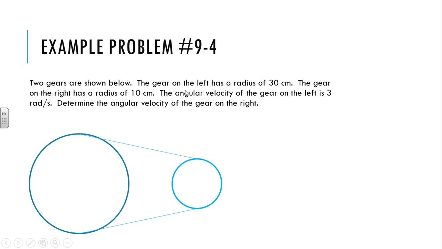So here we have two gears shown below. The one on the left has a radius of 30 centimeters. The one on the right has a radius of 10 centimeters. I'm going to say the angular velocity of the gear on the left is 3 radians per second. So this thing is rotating at 3 radians per second. So you can imagine me pedaling this gear. What I want to know is, what is the angular velocity of the gear on the right? So these are the known pieces of information that I know.